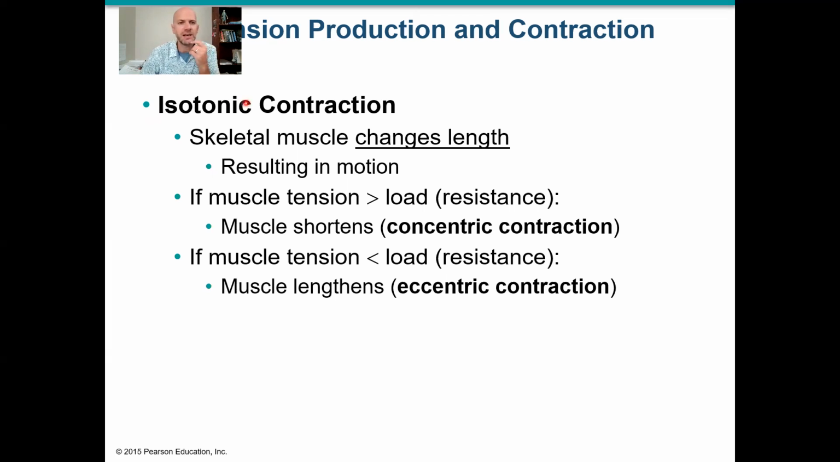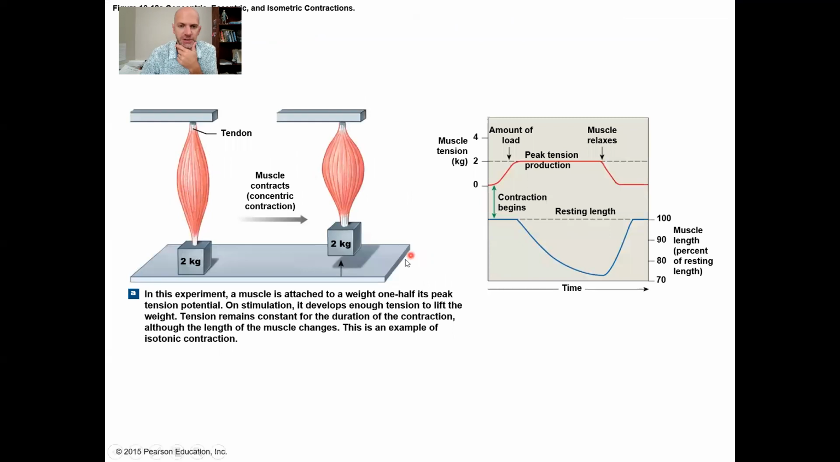And for isotonic, we have two ways there. So when I'm lifting, I could be doing concentric. And when I'm putting it back down, I'm doing eccentric. So concentric and eccentric are shortening versus lengthening of the muscle. Let's look at a picture here.